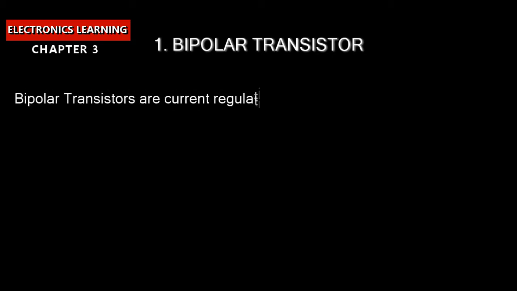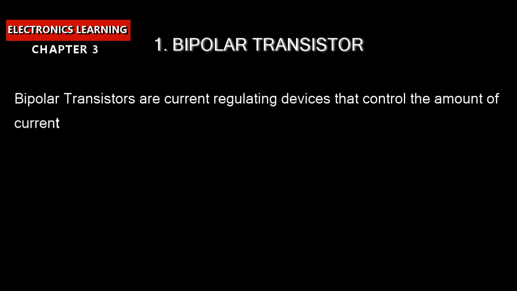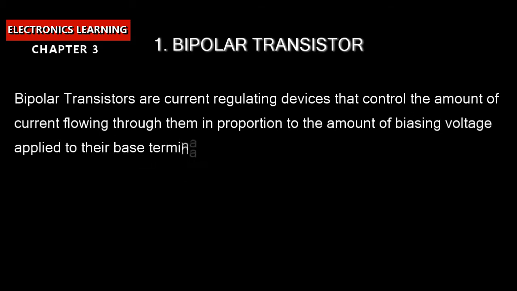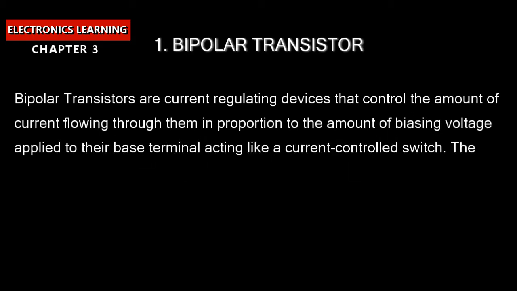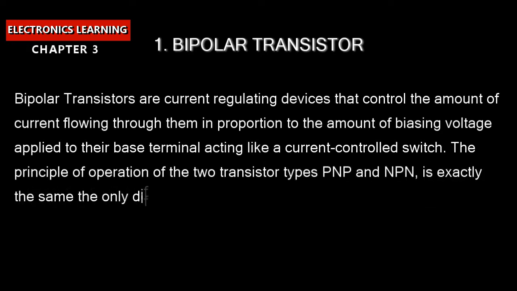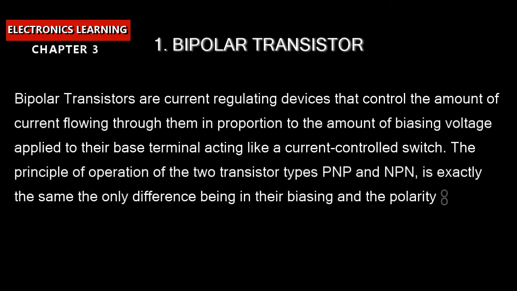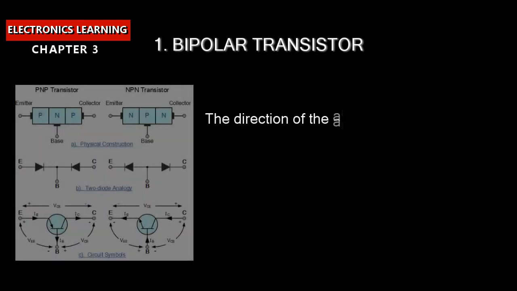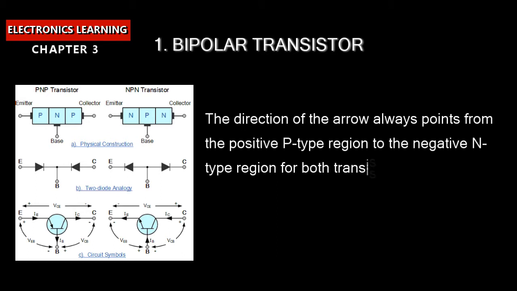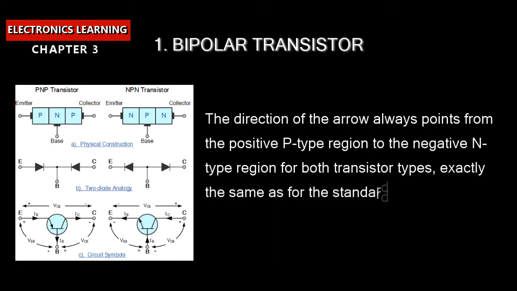Bipolar transistors are current-regulating devices that control the amount of current flowing through them in proportion to the amount of biasing voltage applied to their base terminal, acting like a current-controlled switch. The principle of operation of the two transistor types, PNP and NPN, is exactly the same, the only difference being in their biasing and the polarity of the power supply for each type. The direction of the arrow always points from the positive p-type region to the negative n-type region for both transistor types, exactly the same as for the standard diode symbol.